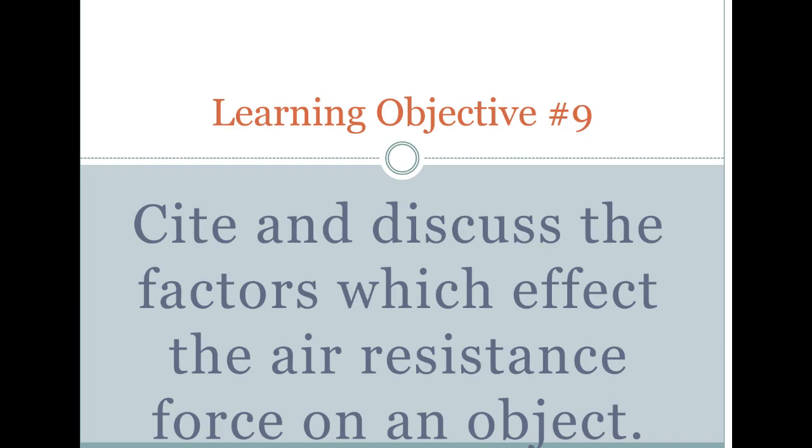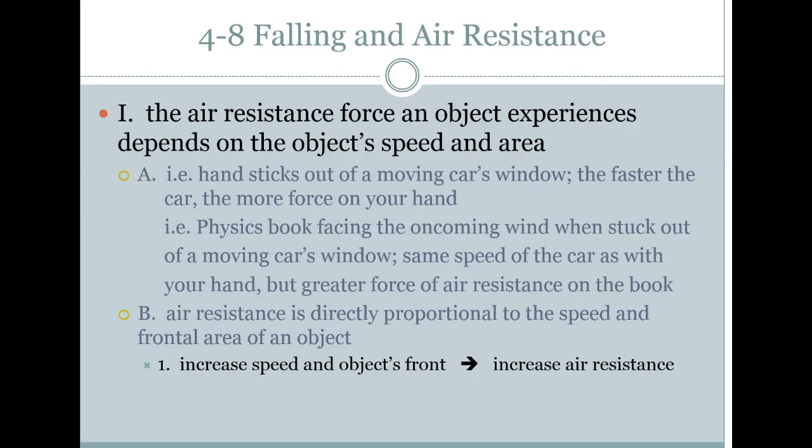Our last learning objective is to cite and discuss the factors which affect the air resistance force on an object. A feather and a coin fall with equal accelerations in a vacuum, but fall unequally in the presence of air. When falling in air, the coin falls quickly while the feather flutters to the ground. The force due to air resistance diminishes the net force acting on the falling objects.